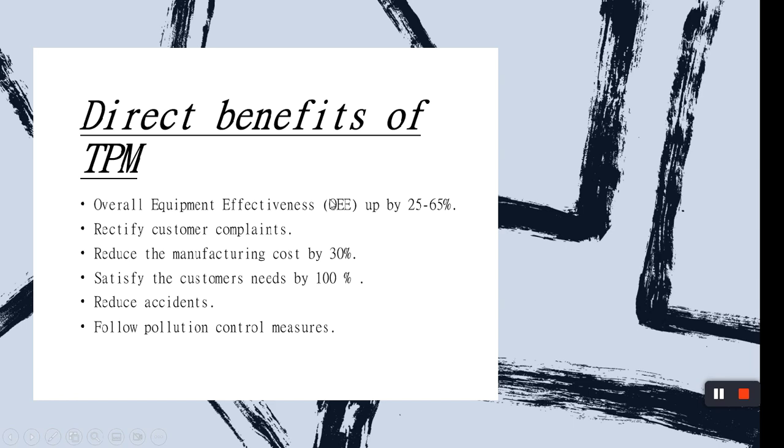So the direct benefits of TPM are that there will be an increase in the overall equipment effectiveness, or OEE, by 25% to 65%. It will also rectify customer complaints, because if we do not maintain our machineries and equipment, then these machineries and equipment could produce defective products. So it will rectify customer complaints if we do TPM. And then it will reduce the manufacturing cost by 30%. It will satisfy the customer needs by 100%. It will reduce accidents, and it will follow pollution control measures.